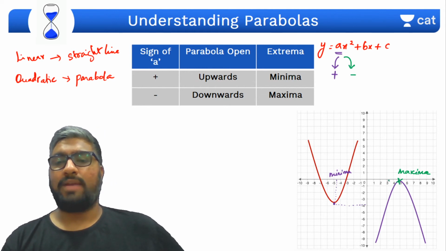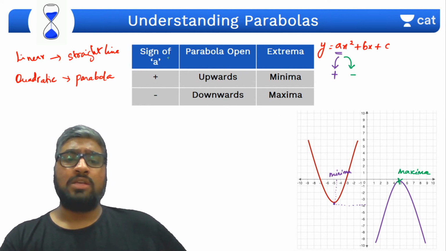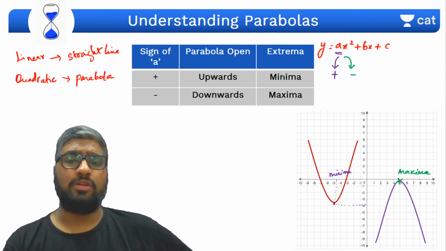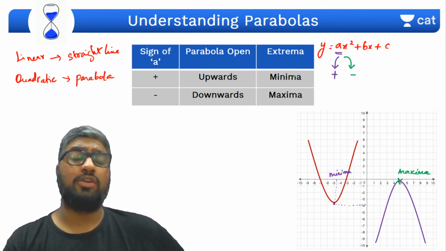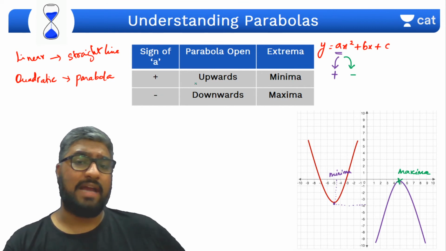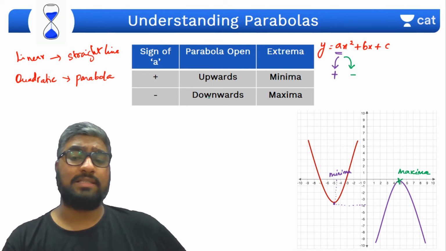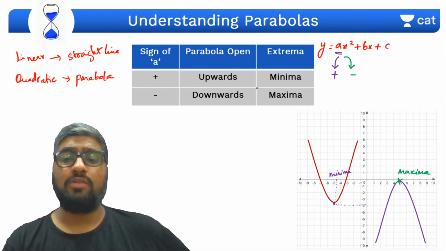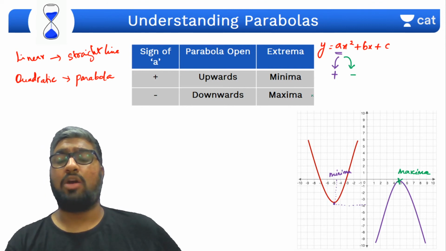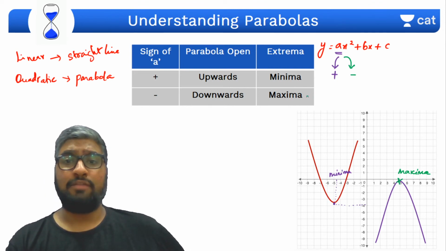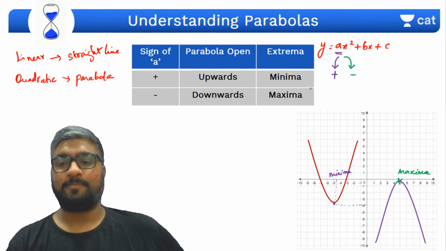So do you get it, guys? When the sign of a is positive, the parabola would open upwards, ultimately giving us an extremum, the extreme value being the minimum. The maximum value would not be known to us. On the other hand, if the sign of a is negative, that is if the parabola opens downwards, then you would have a maximum value, but you would not have a minimum value. It cannot be defined because it would be endless. Got it? Any confusions with understanding parabolas, guys?